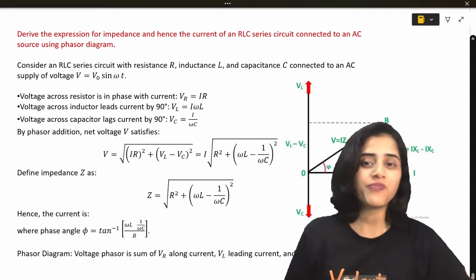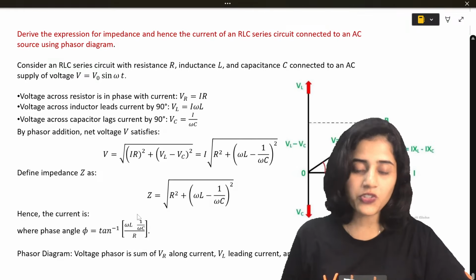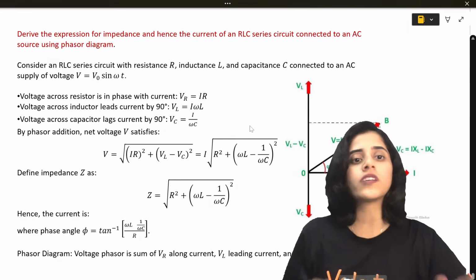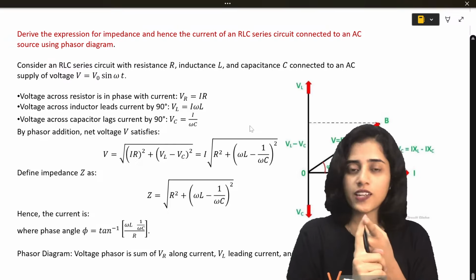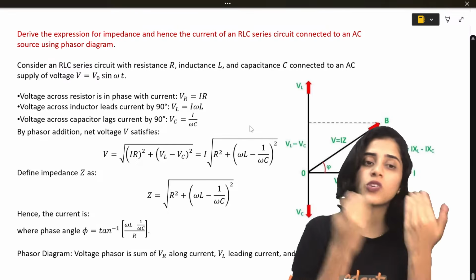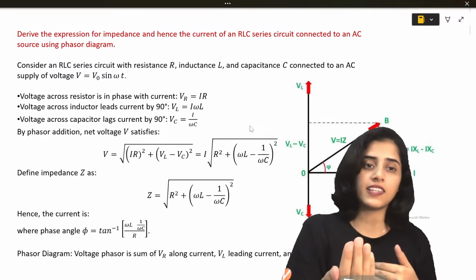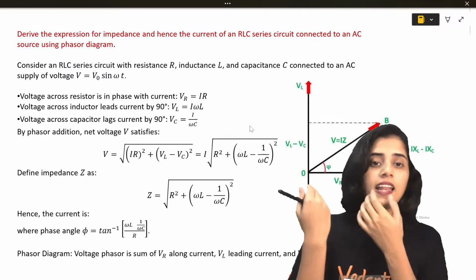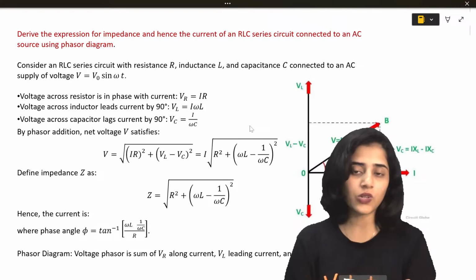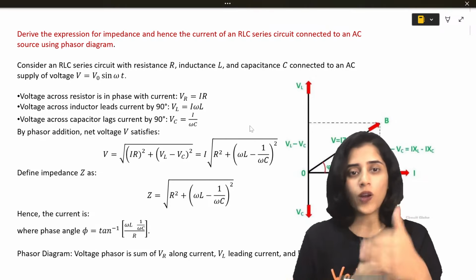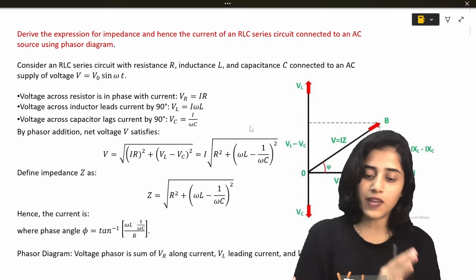Okay, whatever. So here, what we're going to do, we have voltage across the resistor in phase with current. So VR is IR. But voltage across the inductor leads by 90 degrees. Voltage across the capacitor lags by 90 degrees. Okay, so this is how the diagram will be. One is leading, one is lagging, one is in phase.